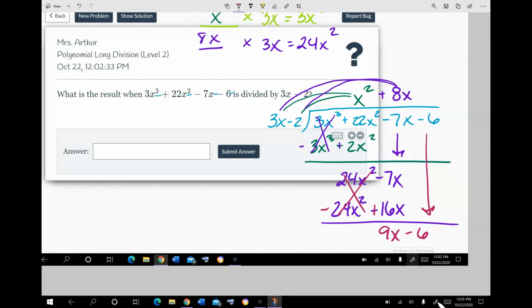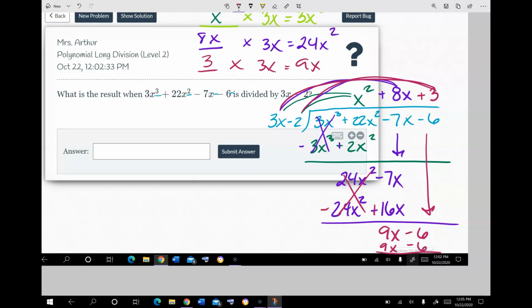So now you got to ask yourself, what times 3x gives you 9x? Well, the x's are fine, but what times 3 gives you 9? 3. So we're going to put a plus 3 here. Distribute. 3 times 3x is 9x. 3 times negative 2 is negative 6.